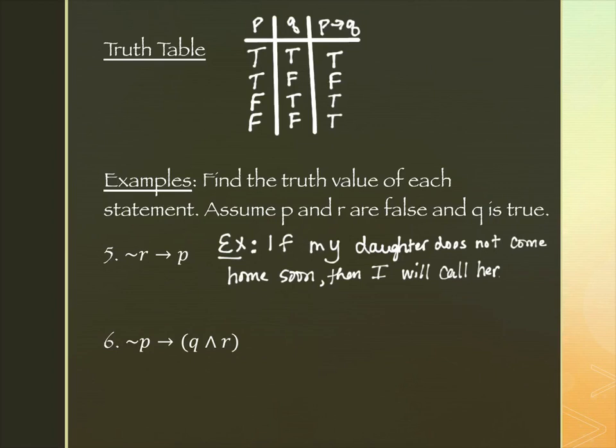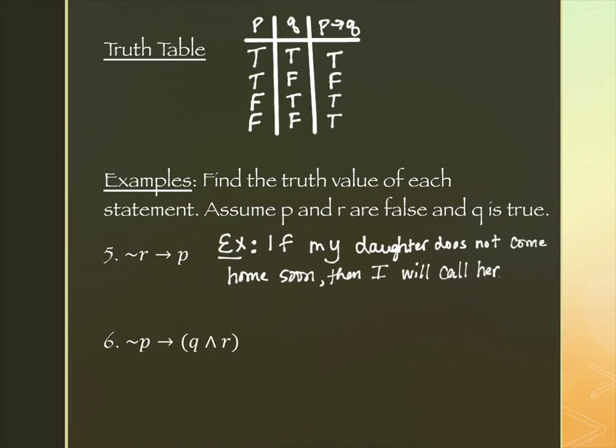So the second line should make sense as well. It's the bottom two lines that confuse people, okay? The bottom two lines say that the first statement fails to hold, that my daughter does not come home soon. So assume that she does come home soon. Well, what next? Well, the reality is we don't know.